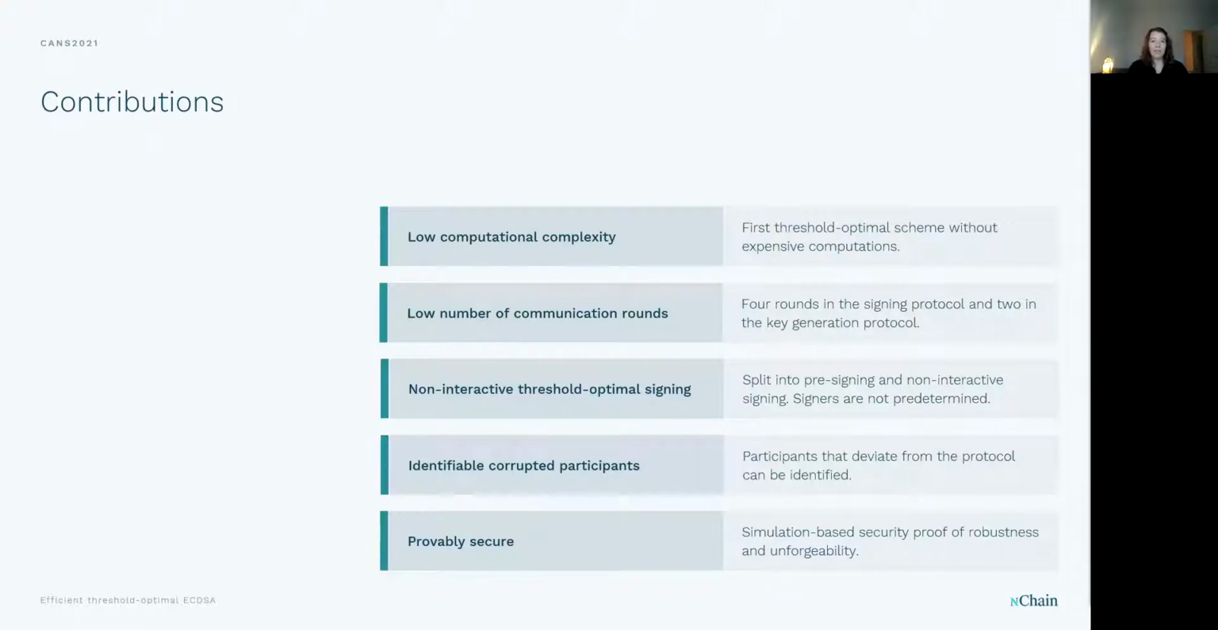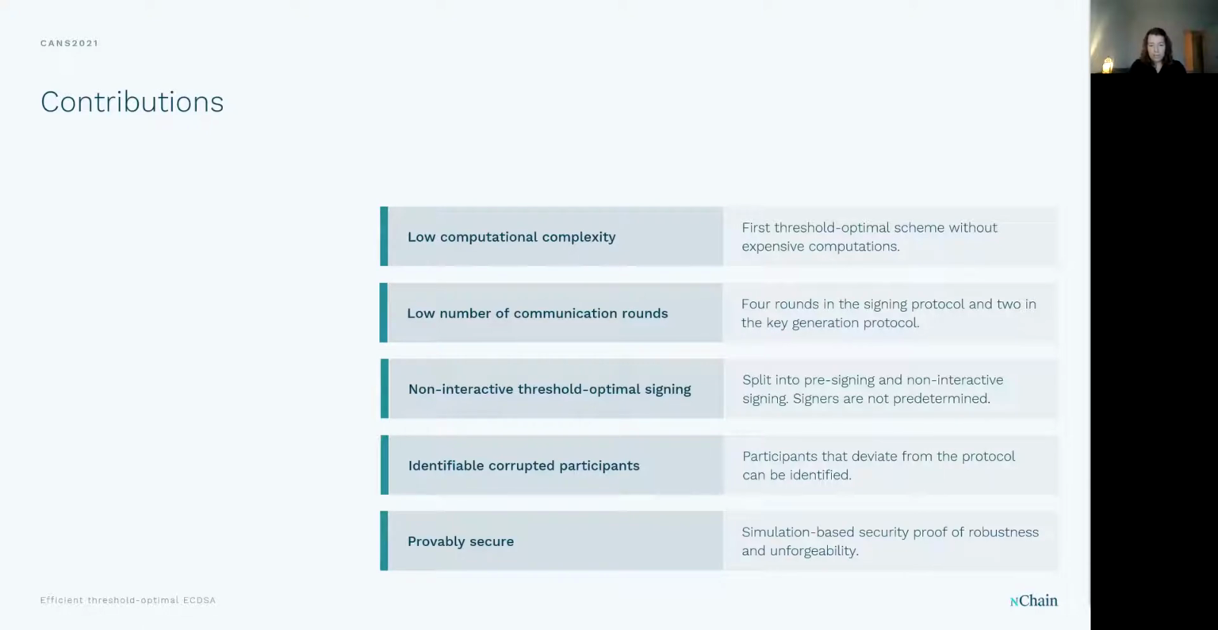The scheme that will be presented today offers these contributions. The first thing is low computational complexity. It's the first threshold optimal scheme without any expensive computation, such as homomorphic encryption and zero-knowledge proofs. Then it also offers a low number of communication rounds. There are 4 in total in the signing protocol and 2 in the key generation protocol. The signing protocol matches another scheme that exists in terms of number of rounds, and the key generation protocol is 1 fewer than that same scheme. So it's a slight improvement upon that.